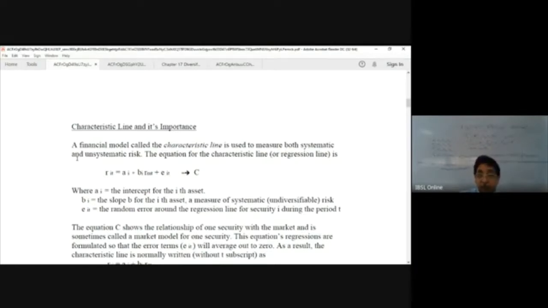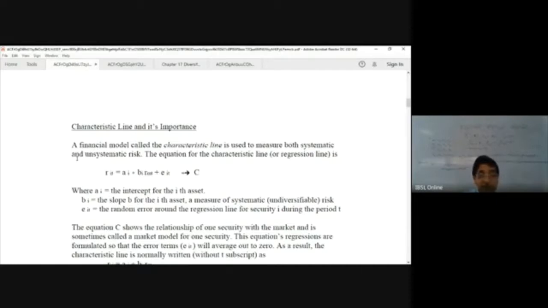So the representation of a model can be very close to the actual position, but it may not be the actual position. Therefore, models can sometimes really crop up issues. In this particular financial model, there is a thing called the characteristic line. It is used to measure both systematic and unsystematic risk.